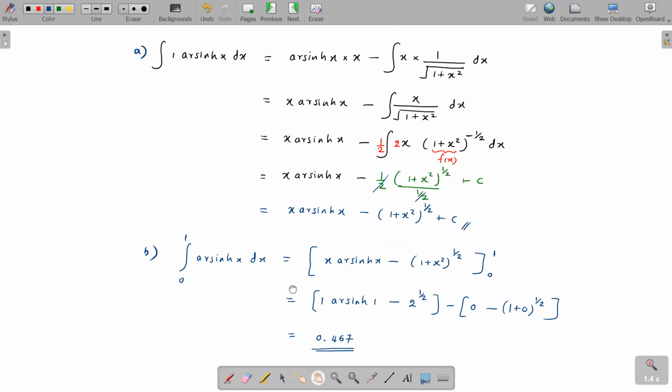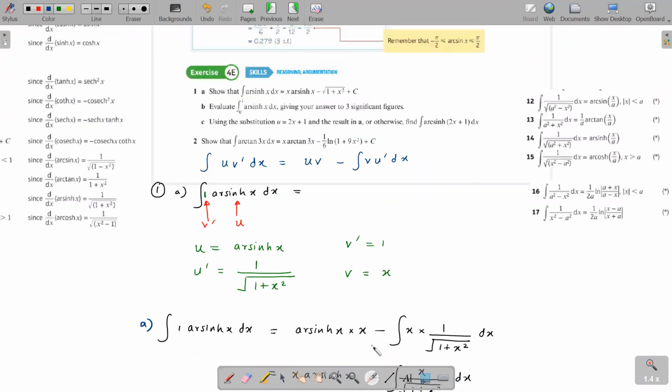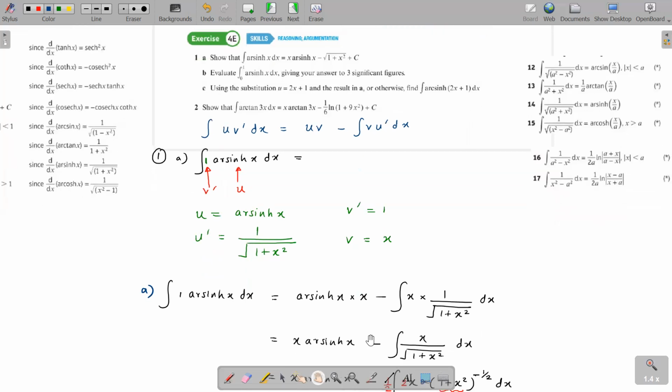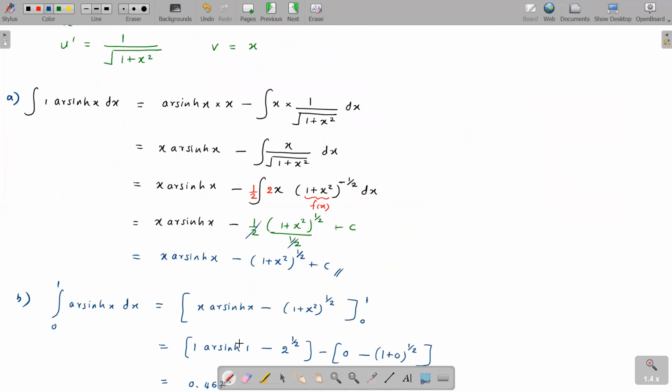Move on to part C now. In part C, they say using the substitution u equals x plus 1 and the result in part A, or otherwise, find the integration of arcsin of 2x plus 1. So how do I find the integration of arcsin of 2x plus 1? How do you think the rule will work?